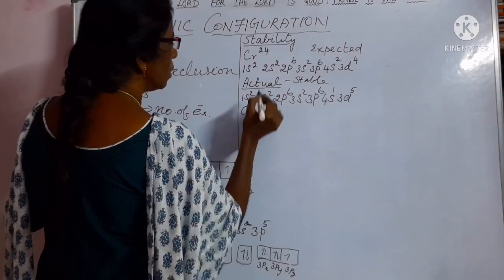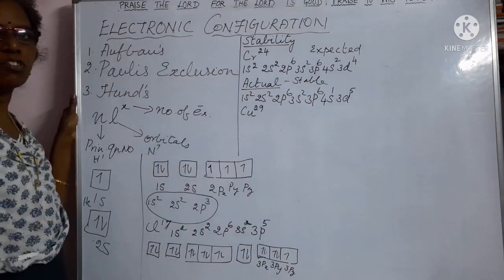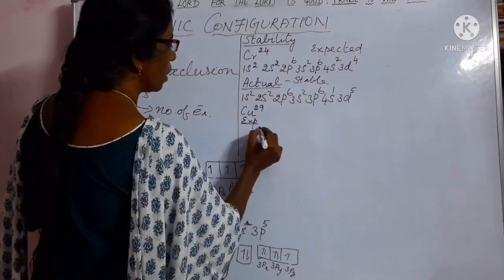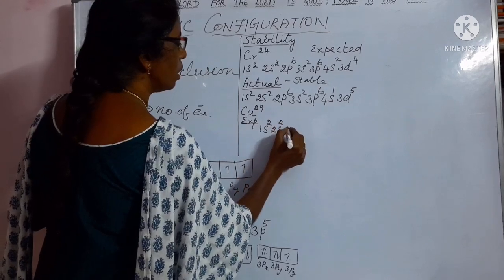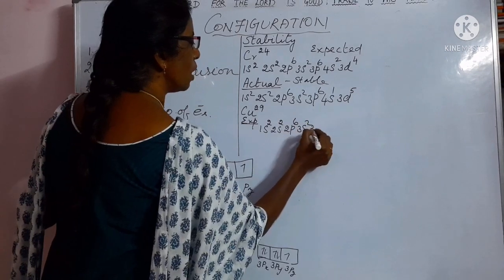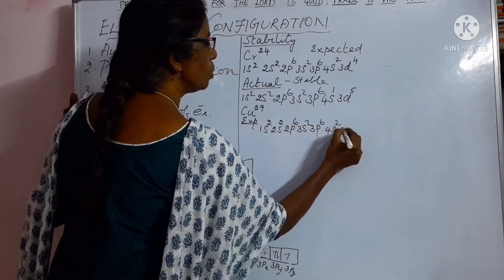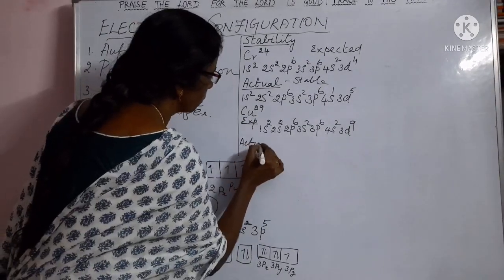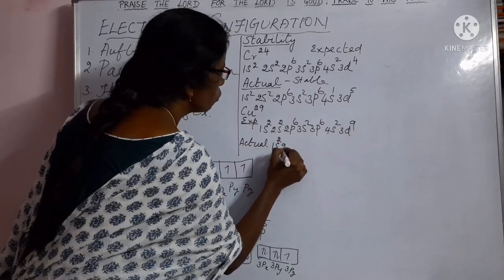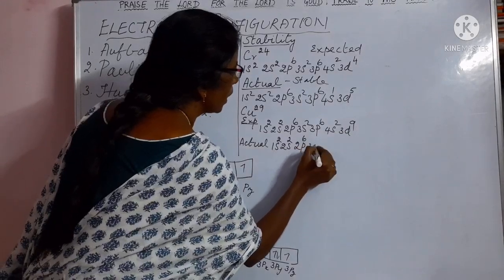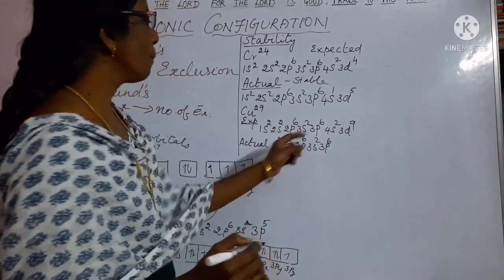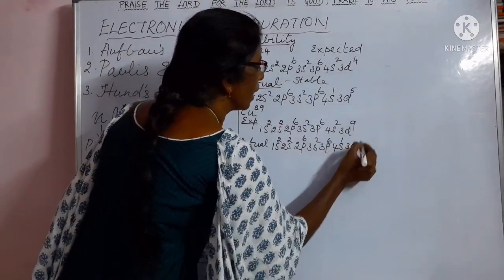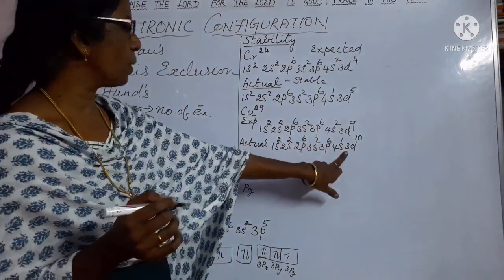In the same way you can take copper. Here the atomic number is 29, so the number of electrons is 29. How can we write the configuration for this? The expected configuration is 1s2, 2s2, 2p6, 3s2, 3p6, 4s2, 3d9. Now the actual configuration is 1s2, 2s2, 2p6, 3s2, 3p6. Here what will happen? One of the s electrons will jump up to the d orbital. So you will get 4s1, 3d10. Hope you all understood. Now this is the stable configuration.